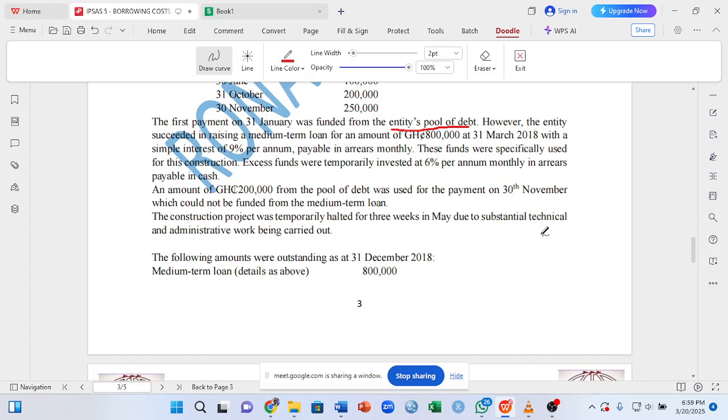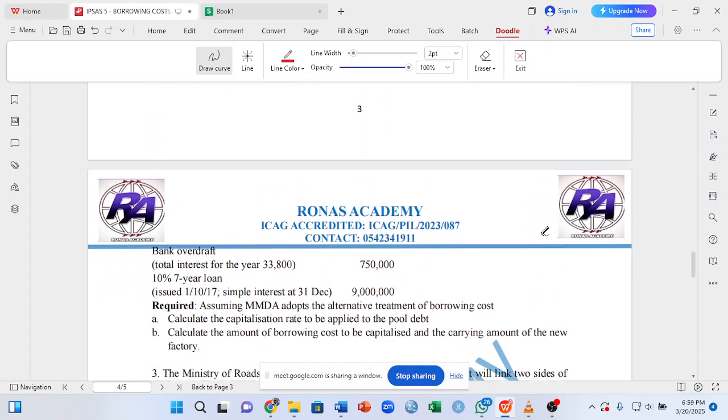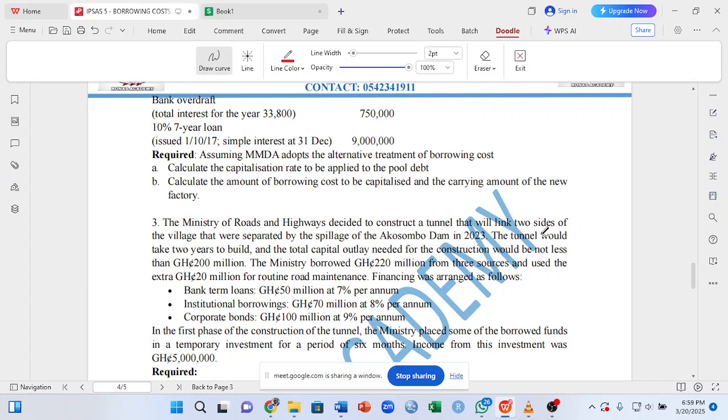The construction project was temporarily halted for 3 weeks in May due to substantial technical and administrative work being carried out. The following amounts were outstanding as at 31st December 2018: medium term loan, details above, 800,000; bank overdraft, total interest for the year 33,800; 10% 7-year loan, the amount is 750,000, issued 1st October 2017, simple interest at 31st December, 9 million.